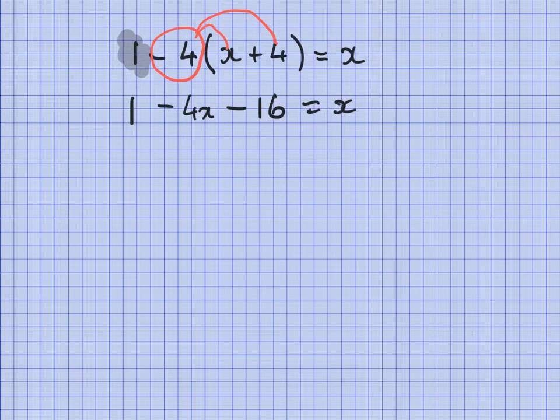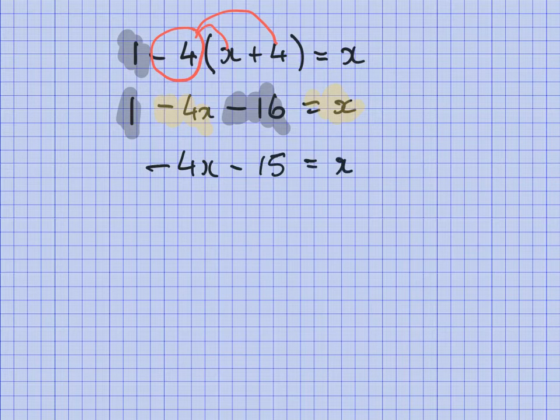Now I'm going to look for how I can group these together. These bits are in the same thing. They are numbers. These bits are the same. They're x's. I need to collect like terms. So my plan here is to rewrite the numbers all as one. So I get minus 4x minus 15 equals x.